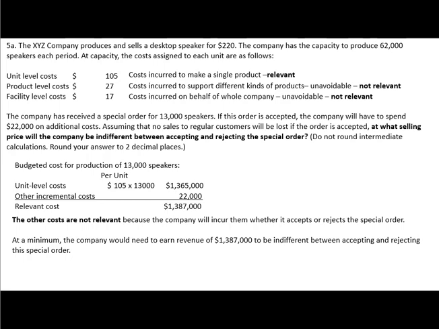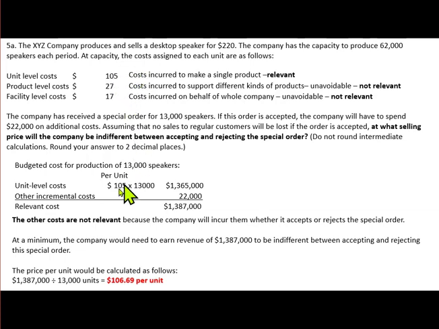The moral of the story is that we've got to set a selling price that covers all of the costs that we have incurred that are relevant here, which is $1,387,000. So the way we're going to do that is we're going to say our price needs to be the $1,387,000 worth of relevant costs divided by the 13,000 units for the special order speakers. And so our selling price cannot be any less than $106.69. To summarize this problem, the only costs that are relevant are these unit level costs, and they're 105 a unit.